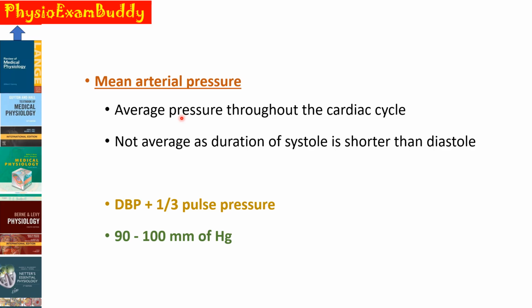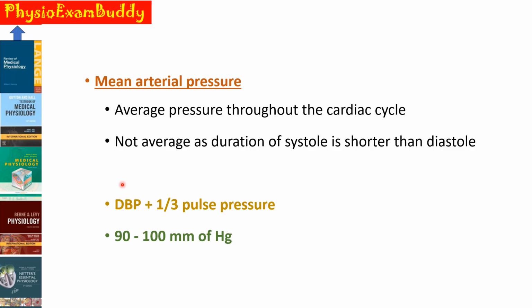Next, about the mean arterial pressure. It is the average pressure throughout the cardiac cycle, but it is not the algebraic mean of systolic and diastolic BP, since the duration of systole is shorter than the duration of the diastole.